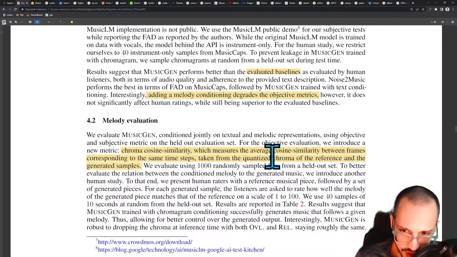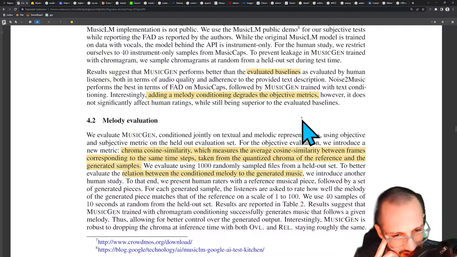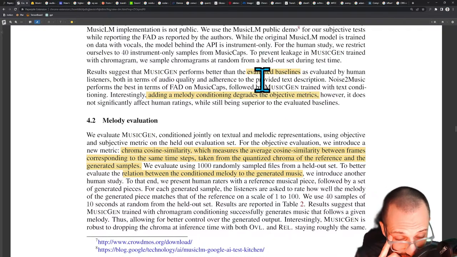Okay, so they take the chromagram of the reference and the samples, and then specific frames of those, and then cosine similarity between those two. Is that, like, an accurate way to, like, is that even going to give you anything?